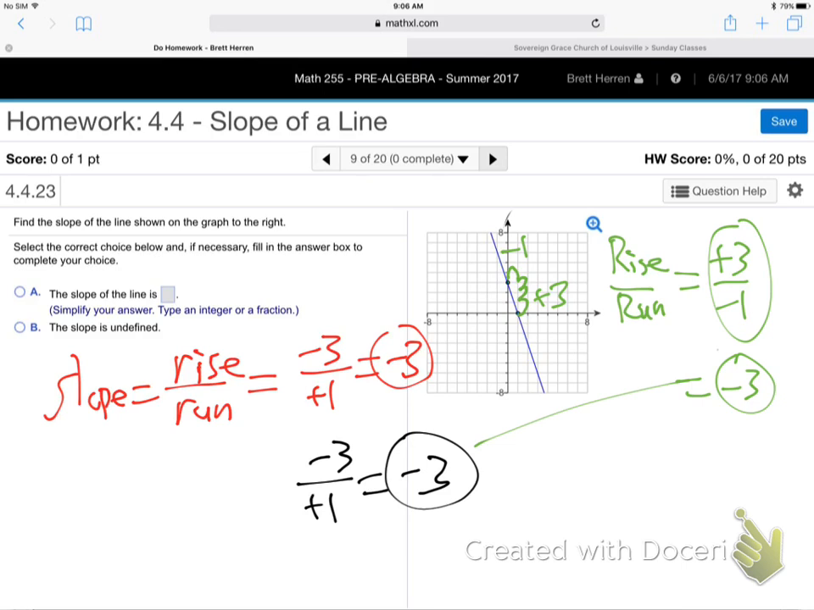Yeah, but you can't start at the center. I tried to start at 0. You've got to start with 1. Yeah, because that's not on the line. We're jumping from point on the line to point on the line. We've got to have 2 points that are on the line.